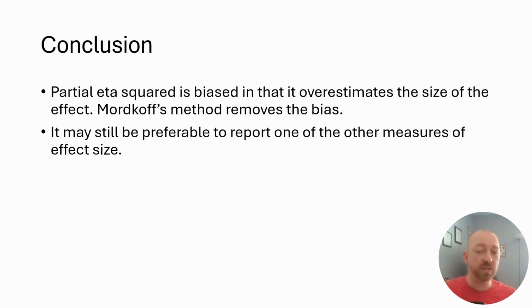So once again, as we see, partial eta squared is a biased estimator. It tends to be too large. And so we can bring it closer to what is probably the correct effect size by using Mordkoff's method, which is brilliant, very good, and pretty straightforward to do. Now, you may still prefer to report one of the other measures of effect size. The interpretation of adjusted partial eta squared is actually the same as it is for partial omega squared as well. You can interpret it as the proportion of variance in the dependent variable that is attributable to the independent variable. And so it's a very nice measure of doing that as well.